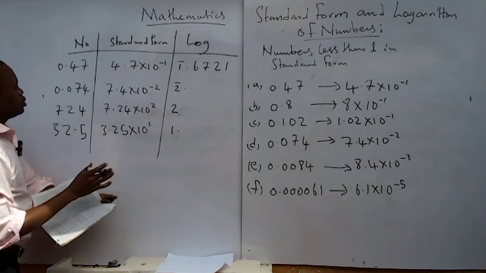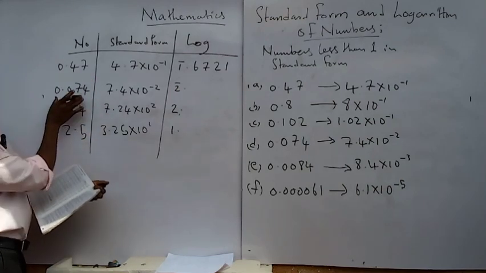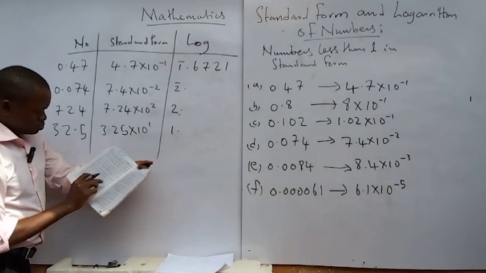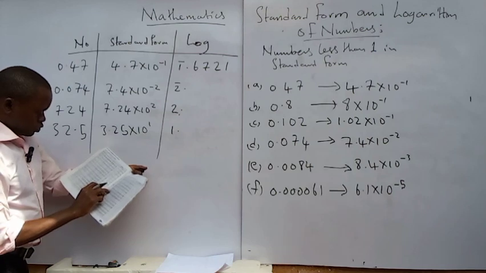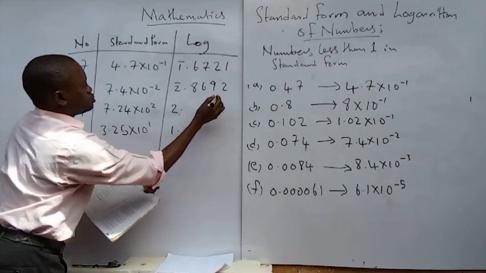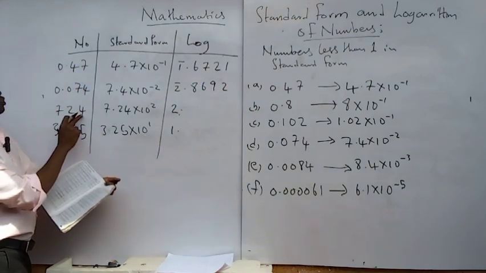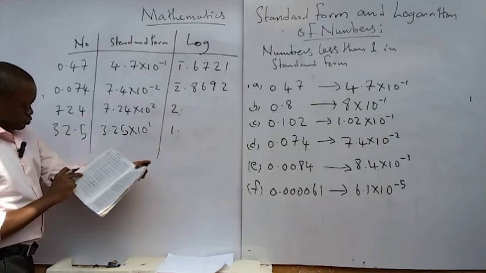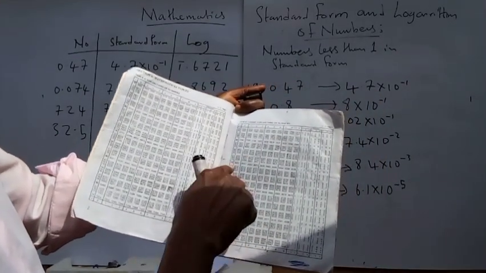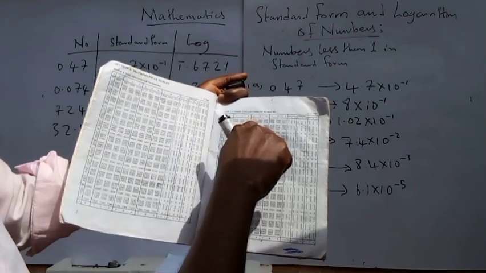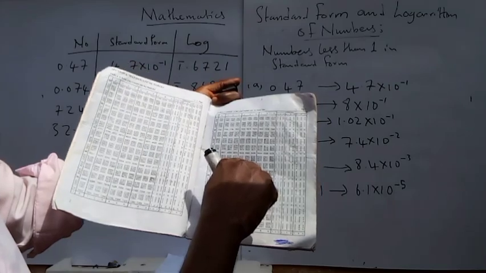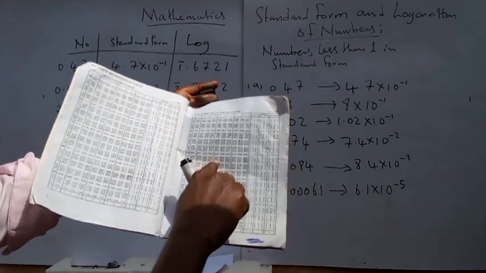Do we get that? Then let me go down to, okay, let's take this. This will be 74 under 0 as well. You check in your logarithm table, 74 under 0 is 8692. What about 724? That is 72 under 4. You also check 72 under 4. You follow under 4 and come down. 72 under 4 is 8597.